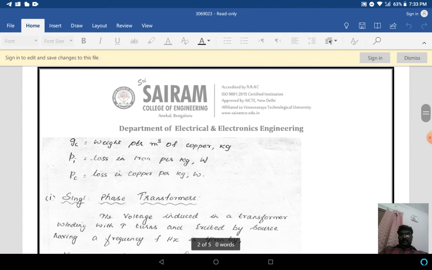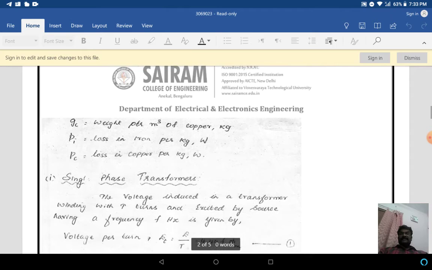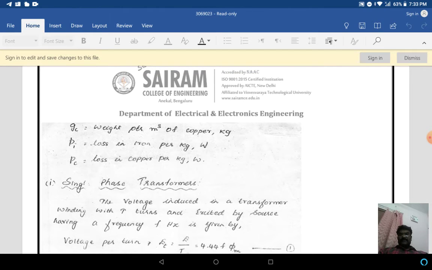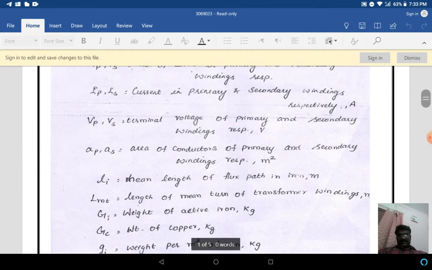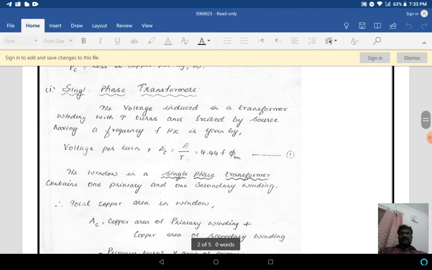Now a small gc is the weight per meter cube of copper, also in kg. And Pi, we know power loss, so the loss in iron per kg in watts. Similarly Pc is nothing but the copper loss, loss in copper per kg, also in watts. Now come to single phase. These are the terms everyone should know before going for the single phase transformer output equation as well as the three phase transformer output equation: the terms Gc, Pi, Pc, Li, Ap, As, Vp, Vs, Ip, Is, Tp, Ts and so on. Now we are going for the single phase transformer.